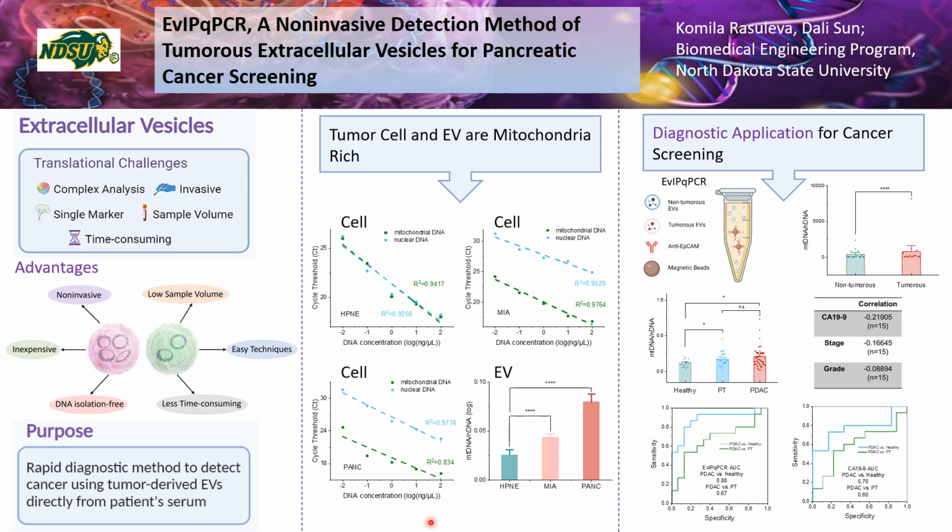So now we have successfully proved our hypothesis, and the next question is how to make it useful, easy, and fast in clinical usage. And this brings us to the idea of creating an important assay called EvIPqPCR. So basically, a combination of extracellular vesicles, immunoprecipitation, and qPCR.